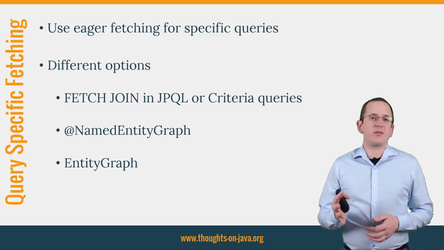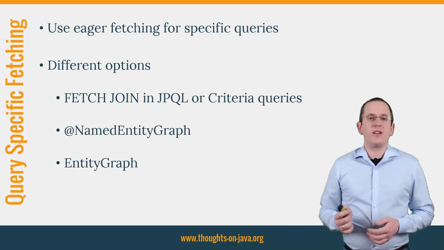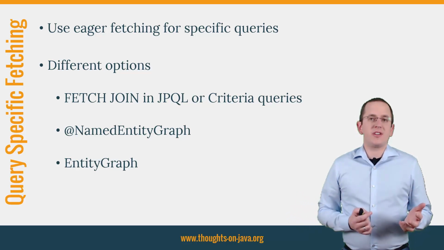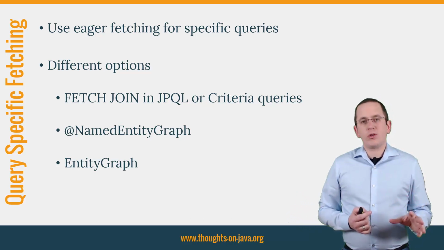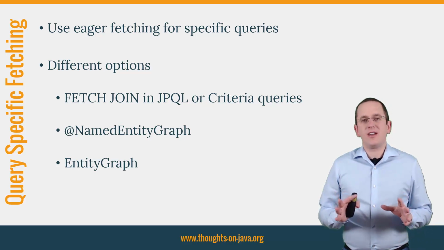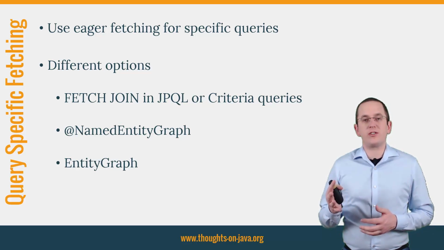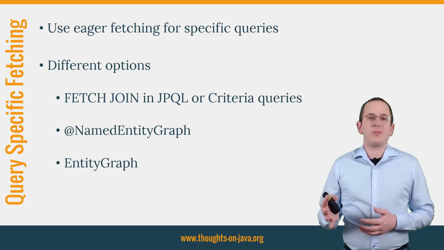You have multiple options to define eager fetching for a query. You can either do this as part of your JPQL statement by using fetch join instead of join. Another option is to use a named entity graph. That is one of the new features introduced in JPA 2.1 and allows you to define a graph of entities that Hibernate shall fetch from the database. If you need a more dynamic way to define your entity graph, you can also do this via a Java API. Let's jump into the IDE and have a quick look at the different options.